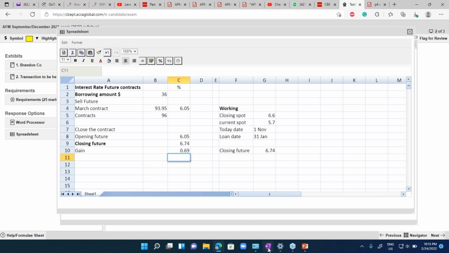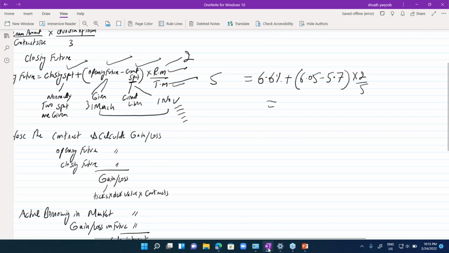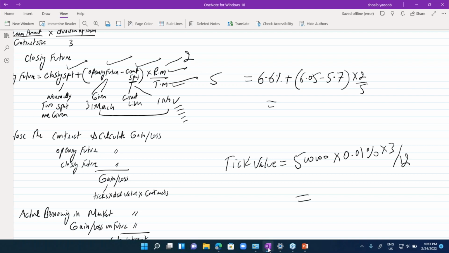Guys, remember how to calculate the tick value. Tick value is contract size into 0.01% into 3 by 12. Please calculate the tick value. It will be 12.5, right? Tick value will be 12.5.